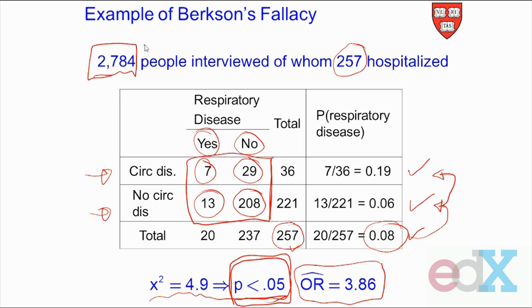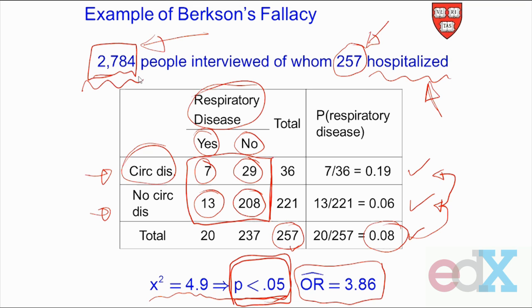But let's go back to our 2,784. Who were these 257 that we chose of those 2,784? Well, these were the sickest patients. These were the ones who were hospitalized. Is that fair when we're considering respiratory disease and circulatory diseases? Is that fair, to just look at these 257? Is there nothing to learn from the other, however many, 2,500?